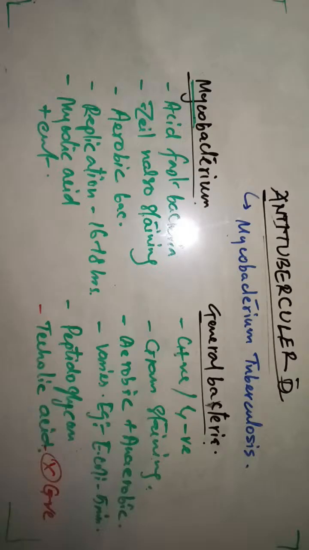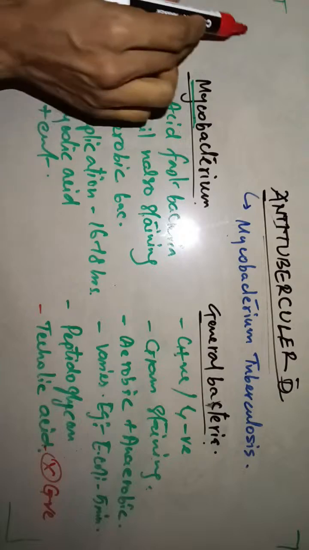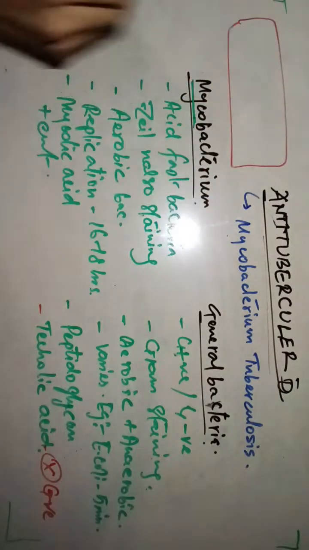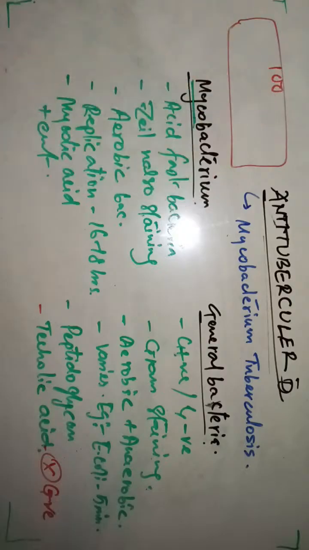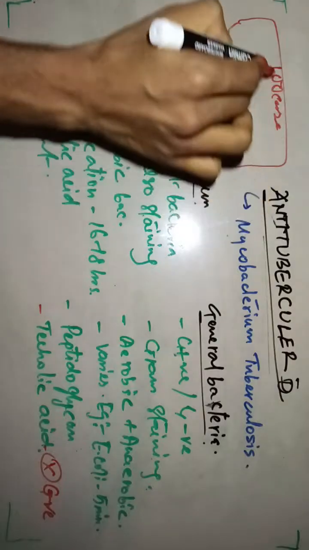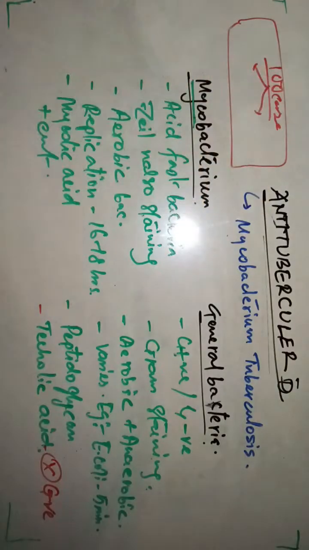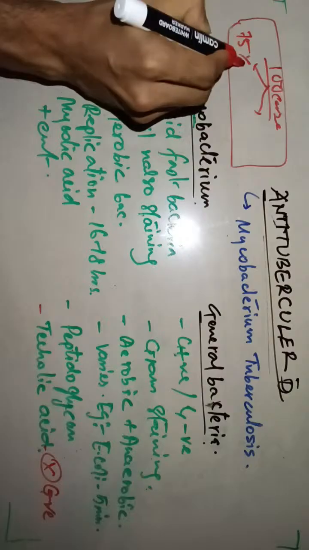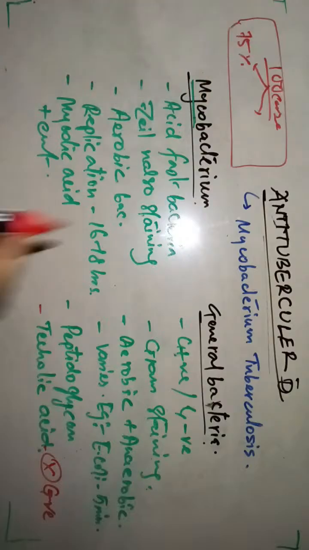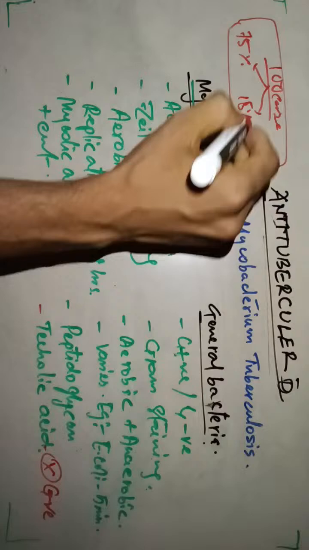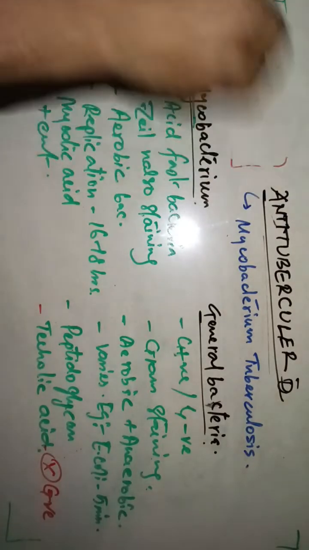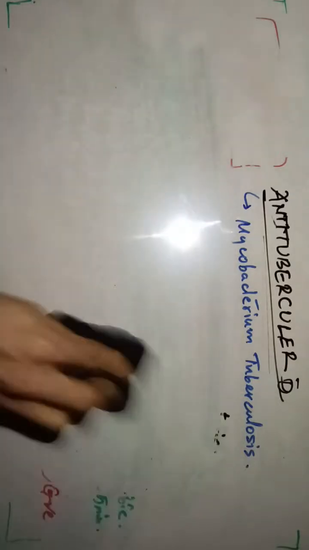Okay. Now, the most important point: note this down. Out of 100 cases of tuberculosis, 75% are caused in the lungs, whereas the remaining 15% are caused in bone, brain, GIT, and neuron. So these are the differences between Mycobacterium and general bacteria.